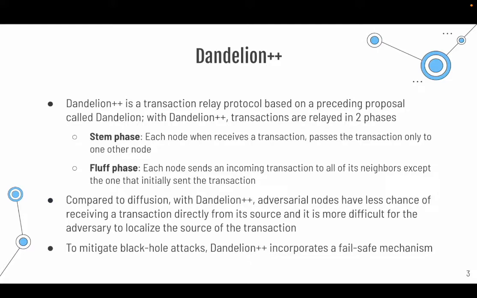So compared to diffusion that we have in Bitcoin, with Dandelion++, adversarial nodes have less chance of receiving the transaction directly from the source, because at the beginning we have the stem phase where each node passes the transaction only to one of its neighbors, and therefore it's more difficult for an adversary to localize the source of the transaction.